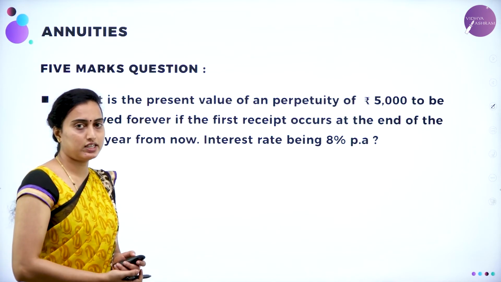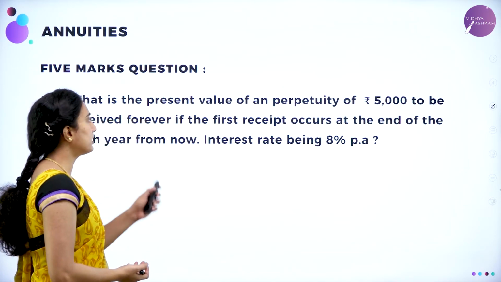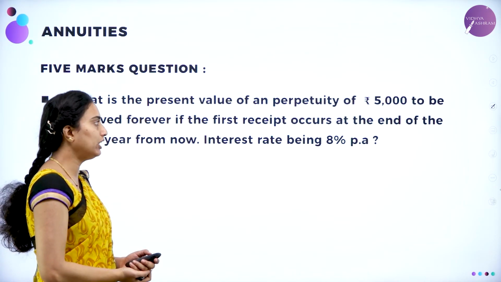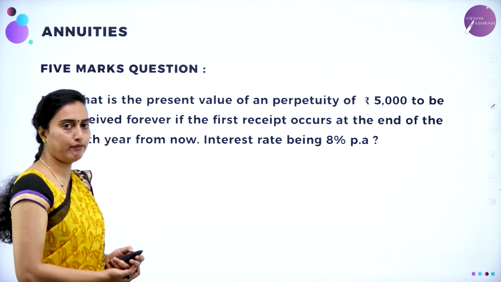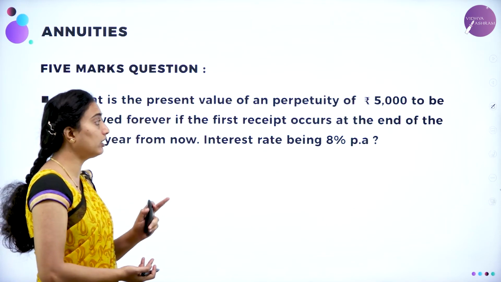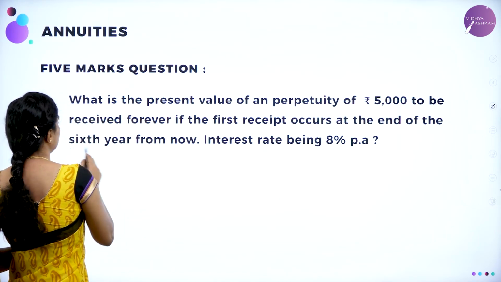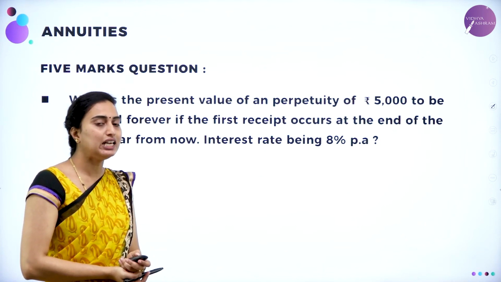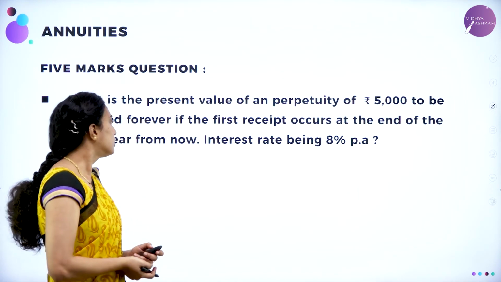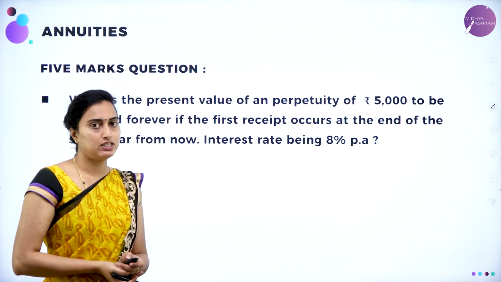So, what was the next problem, dears? What is the present value of a perpetuity of rupees 5,000 to be received forever if the first receipt occurs at the end of the 6th year? If the first receipt occurs at the end of the 6th year, it means d is equal to 5. The interest rate is 8% per annum.